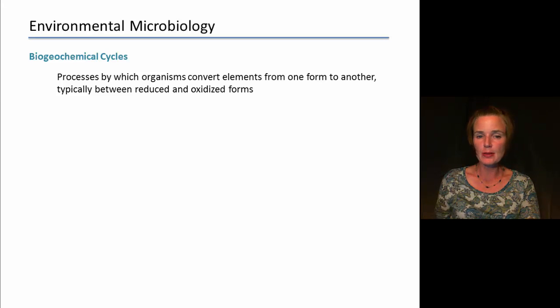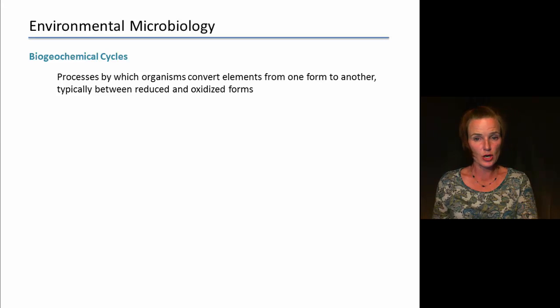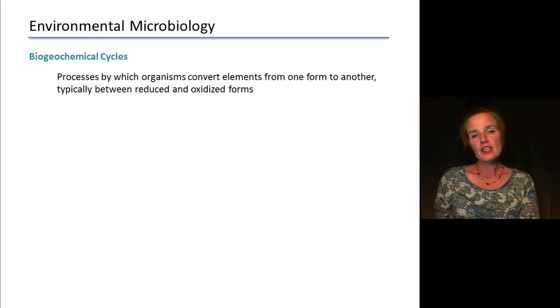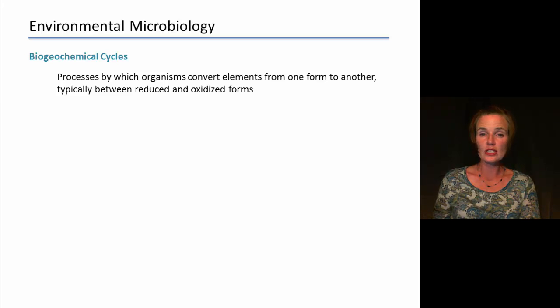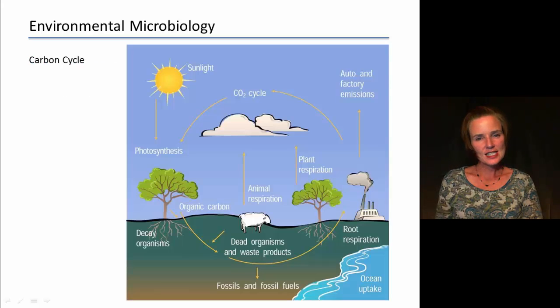Biogeochemical cycles are processes by which organisms convert elements from one form to another, and typically that conversion is between reduced and oxidized forms. We have a number of different cycles that microbes participate in, and really they play very important roles in. So if we talk about just a couple of those cycles, one of these cycles is the carbon cycle.